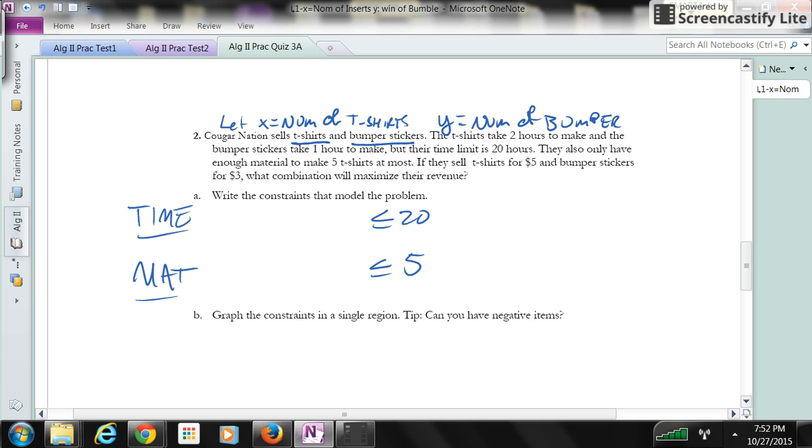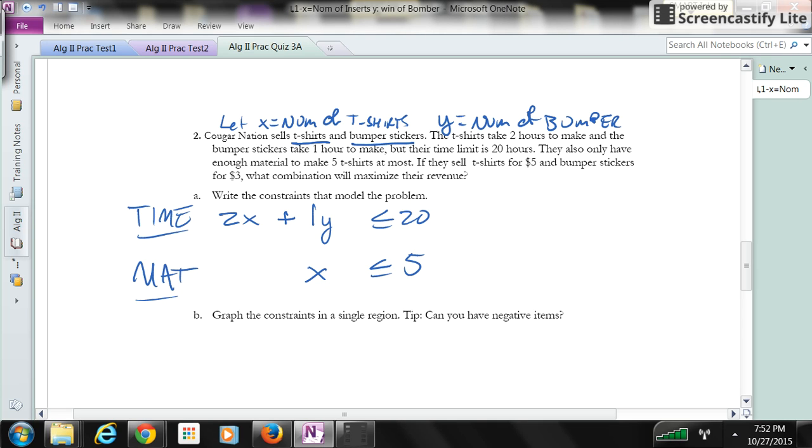So now here's what I know. If the t-shirts take 2 hours to make each, that's 2x. If the stickers take 1 hour to make, I would spend 1y on those. And all in all, the total number of hours occurs once I add them up. Okay, what about the material constraint? Well, it looks like I only have enough material to make 5 t-shirts.